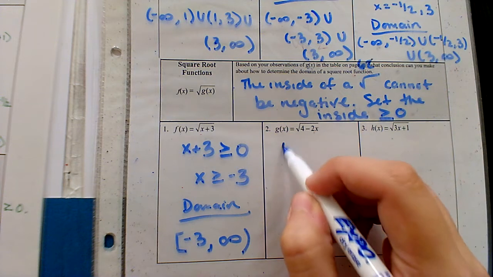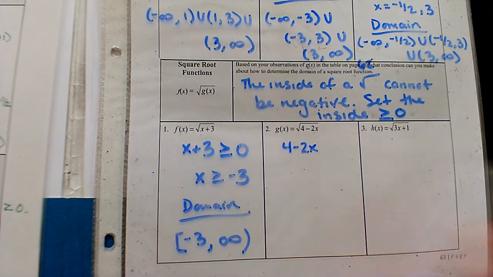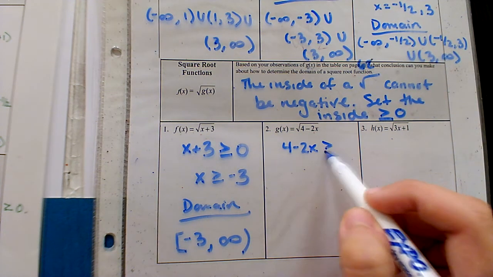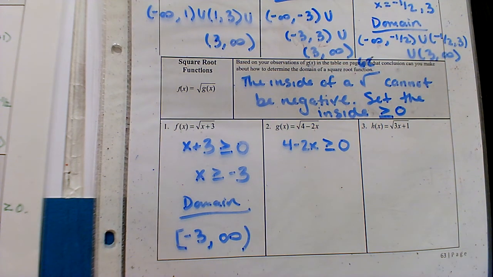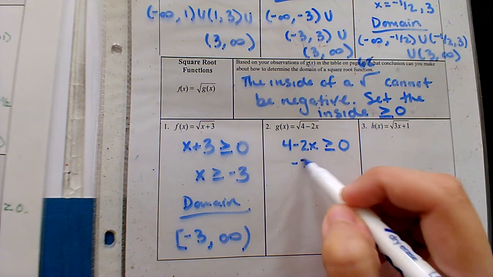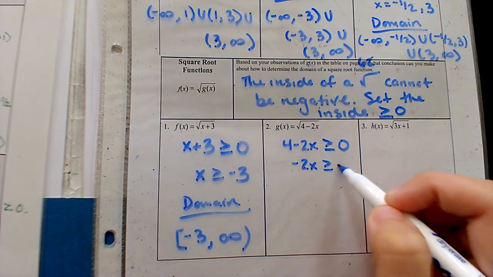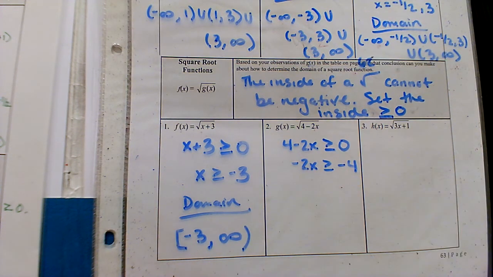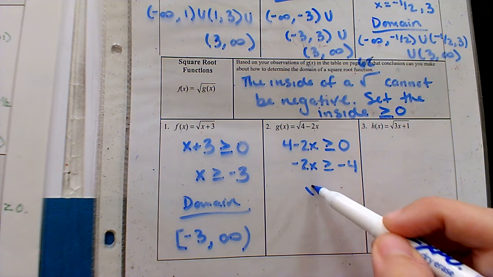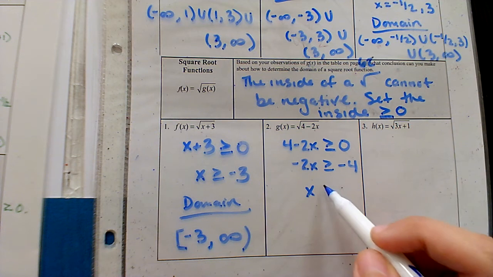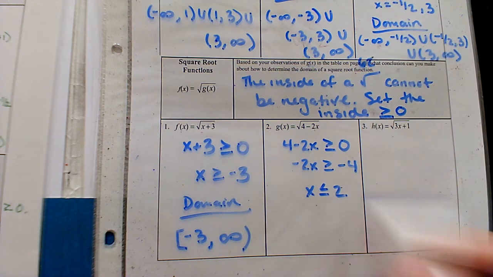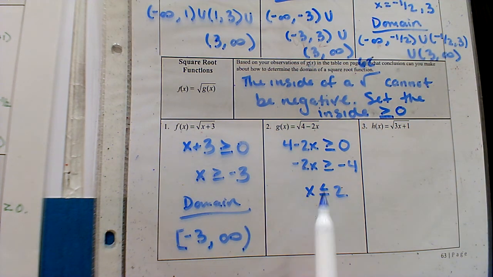Let's try the next one. So we know the inside of a square root cannot be negative, so we're going to check to see when it is positive or equal to 0. So we want to solve for x. We can subtract the 4 and then divide by negative 2. What's going to happen? The sign's going to flip. Multiply or divide by a negative, you've got to switch the sign.